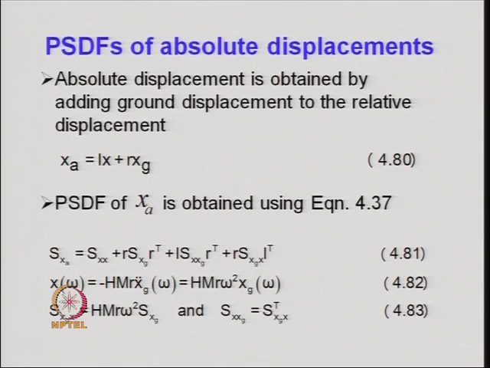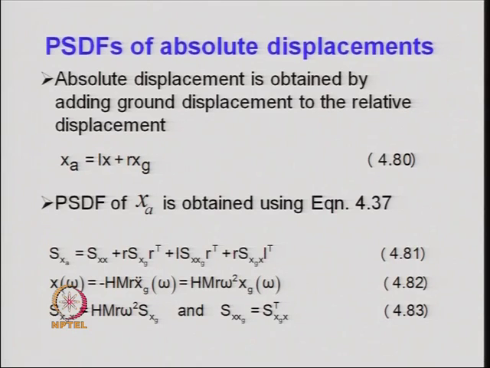Next, let us come to the absolute displacement, that is, how to obtain the power spectral density function of the absolute displacements of the responses. Whenever we have a multi-support excitation system, we have seen that there are two displacements that one needs to consider. One is the relative displacement of the non-support degrees of freedom with respect to the support, that is called the relative displacement. The other one is the absolute displacement, in which the total displacements at different non-support degrees of freedom are considered.